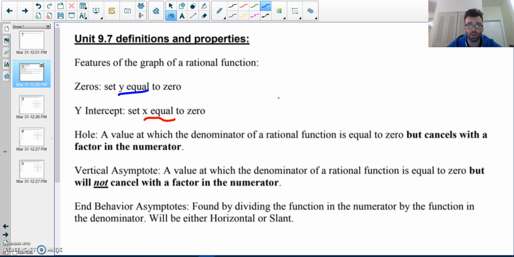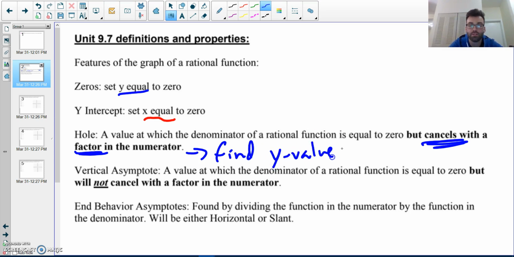When finding holes, remember we want to make sure that we factor. After we factor, the holes are any factor that cancels in the numerator and the denominator. That cancels them both out. Remember, after you find the hole, you'll have your x value. I want to make sure that I find my y value as well, so that I can write my hole as an ordered pair where it's x comma y. Holes are written as coordinates.